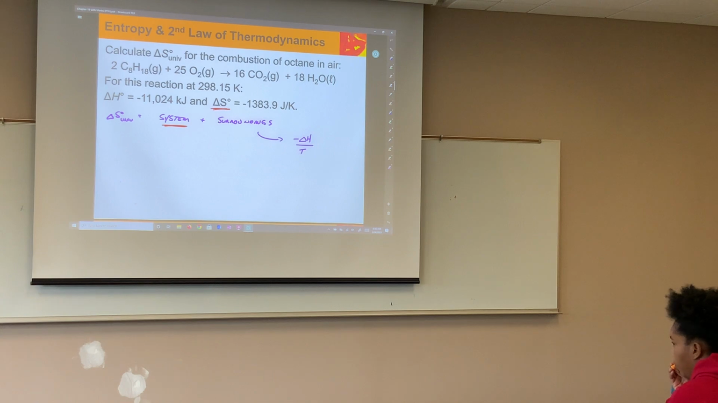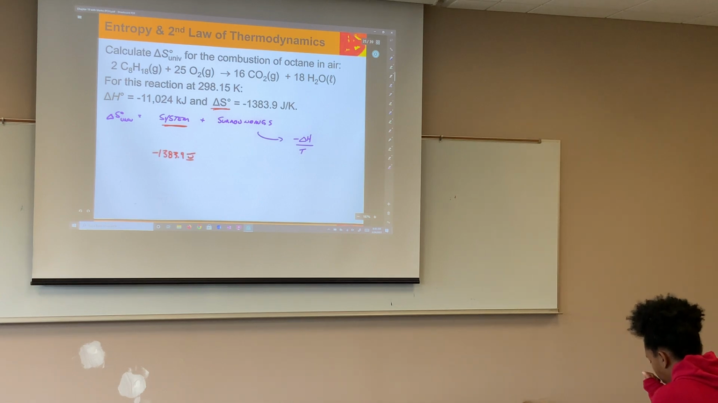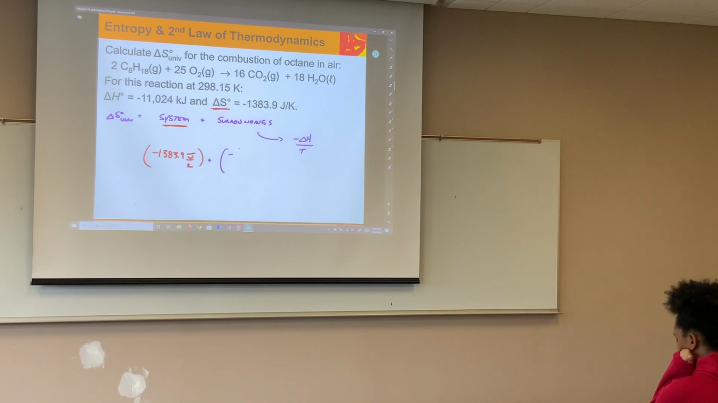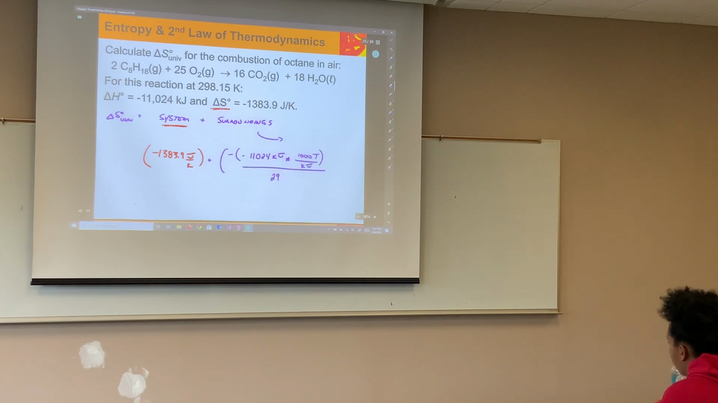So if we put all this together, we have negative, so it's supposed to be red. Let's change that up real quick. So our system is negative 138.3.9 joules per Kelvin, plus the negative of our negative 11.024 kilojoules. And we can go ahead and multiply that by 1,000 here. Set up a really scary looking equation. Apparently I cannot write this morning, so not enough coffee, makes sense. Okay.